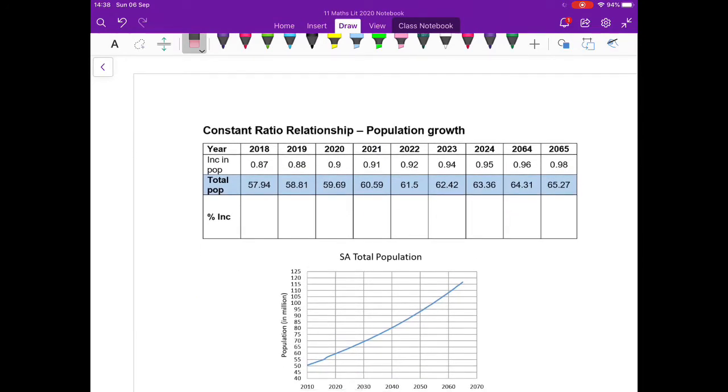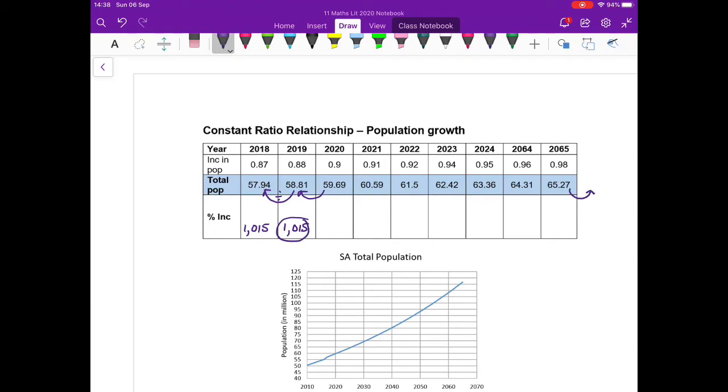So when constant difference and constant product doesn't work, then you will try the constant ratio. So what we do with the constant ratio is we take 58.81 and we divide it by 57.94, and you would get 1.015. And if I take 59.69 million divided by 58.81 million, I would get 1.015. This is my constant ratio, which means to get my next value.